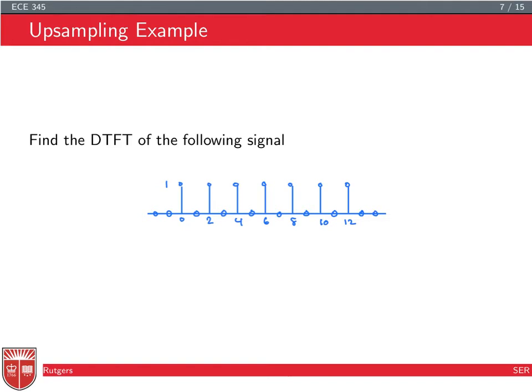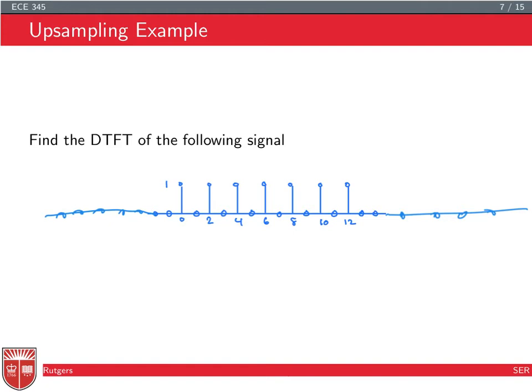Let's apply what we learned so far to find the DTFT of the following signal. This signal is 0 outside the interval 0 to 12. So everything here is 0, and everything here is 0, and for the values between 0 and 12 you have value 1 and then you go to 0, and then value 2 and then you go to 0, and so on and so forth. Now, how can we find the DTFT of this signal? Let's try to relate it to things we know from before.